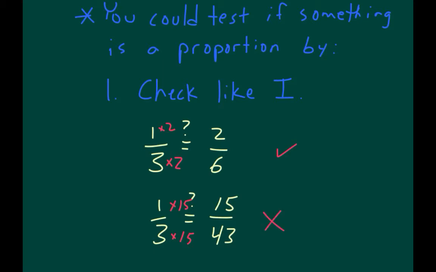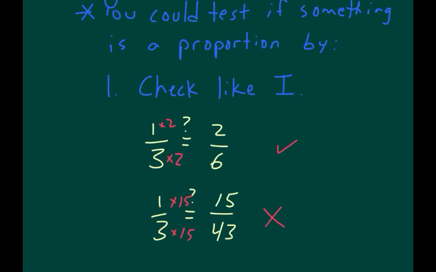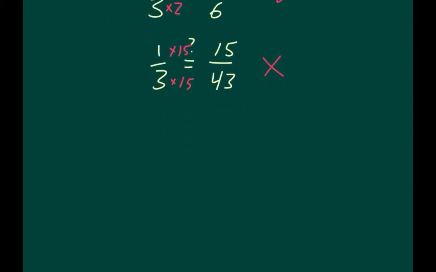But if you have one where neither the top nor the bottom has a nice multiplier, you could always use your calculator, but it might be nicer just to do this second way. So my second way, I'm going to do it like an OR, and then here's number 2. This one's pretty slick. If they're equal, so if it's a proportion, the cross products will be equal.